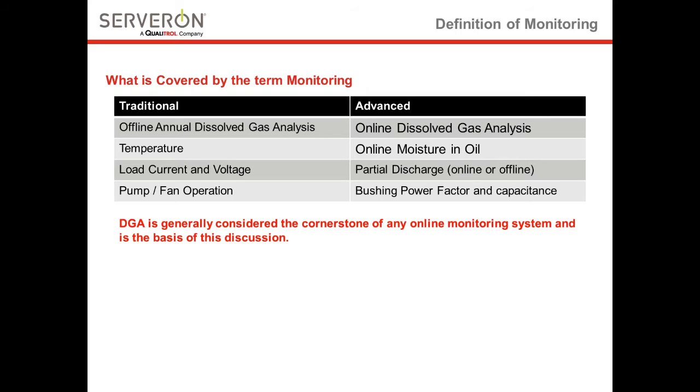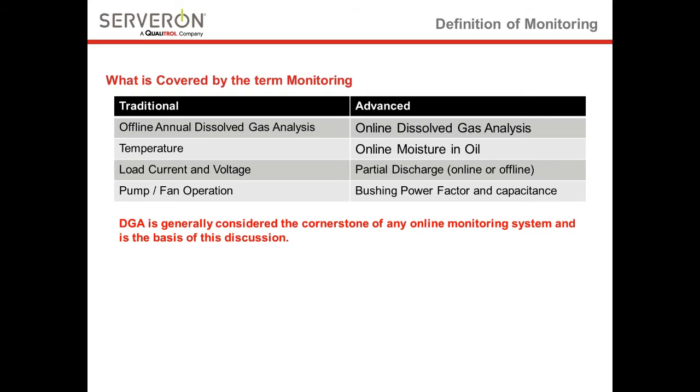DGA is generally considered the cornerstone of any online monitoring system and is the general basis of this discussion. However, this should be considered in the context that Serveron specialize in DGA monitoring solutions. Generally, DGA systems, including those manufactured by Serveron, will provide some or all diagnostic gases, plus moisture in oil, plus transformer load, perhaps, plus temperature, perhaps. And a combination of these can be employed to detect the majority of main tank faults.